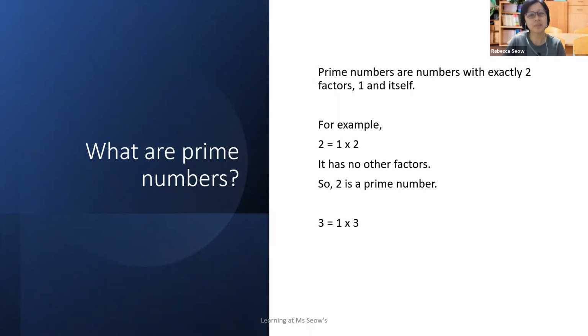Let's take a look at the number 3. 3 is made up of factors 1 and 3 because 1 times 3 is 3, right? Can you find other numbers, other whole numbers that multiply to give 3? I don't think so. So if it has only two factors, 1 and itself, we say that 3 is also a prime number.